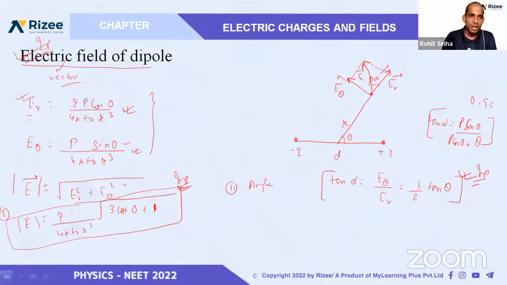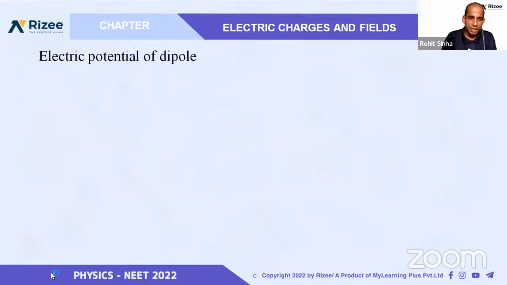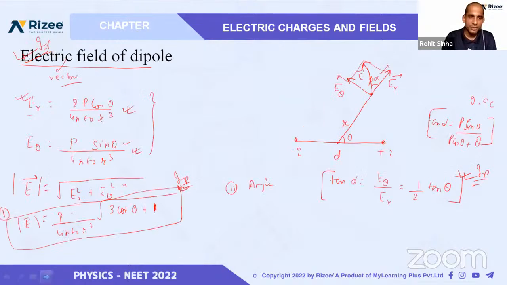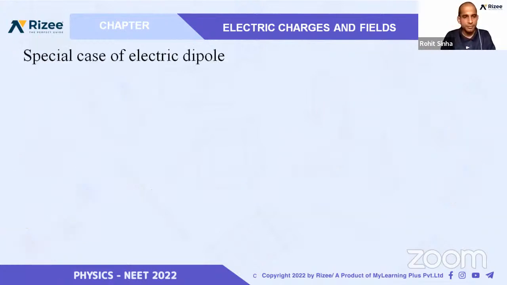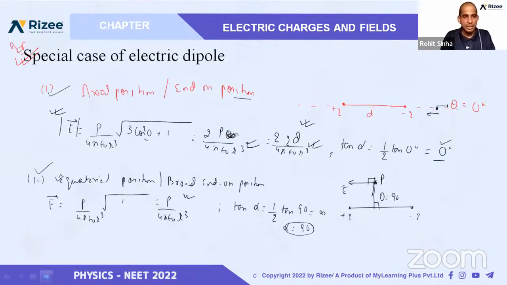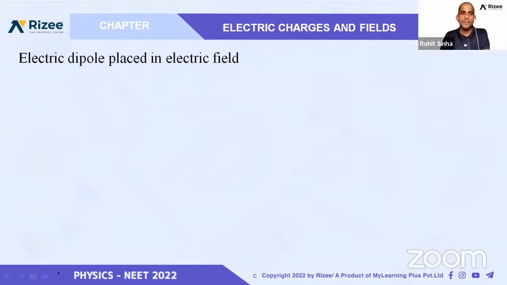Electric dipole, electric field of dipole, then electric potential, and we have discussed the electric field. Then the two special cases which I have discussed here. Now, let me see the comments. Okay, good. You can see the video from the beginning.